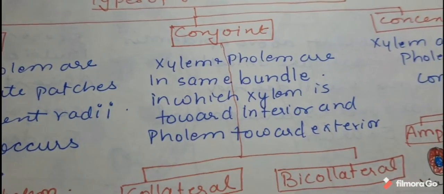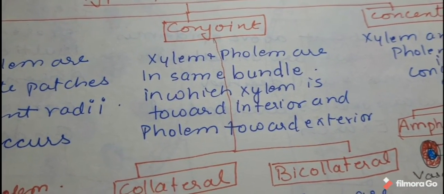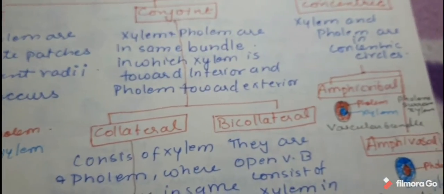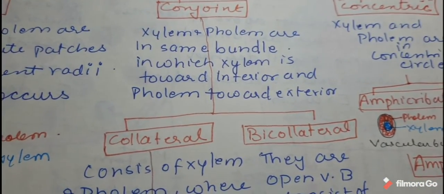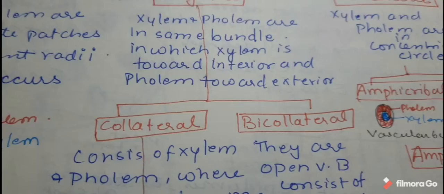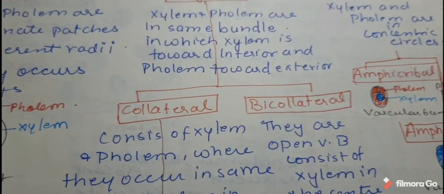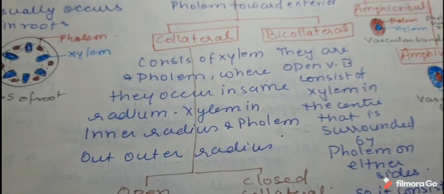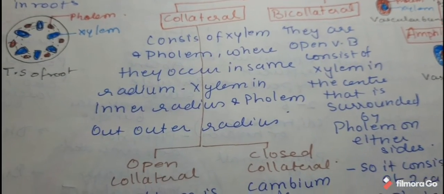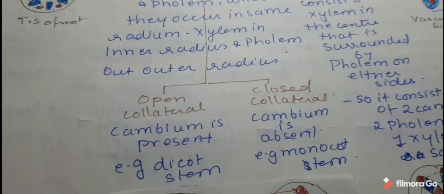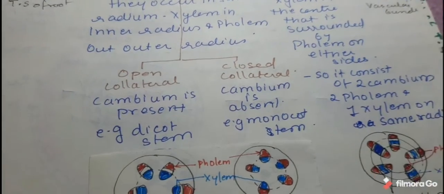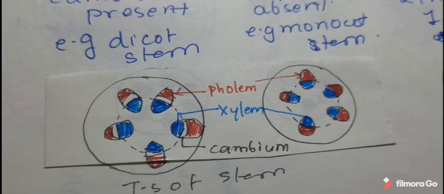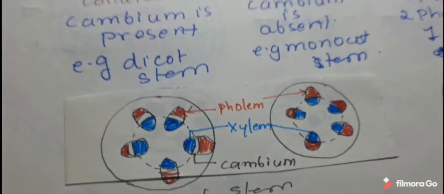In the conjoint, the xylem and phloem are in the same bundle, in which xylem is toward interior and phloem is toward exterior. Now, depending on their arrangement, they are divided into two categories: conjoint collateral and conjoint bicollateral. So collateral consists of xylem and phloem, where they occur on the same radius, xylem in the inner radius and phloem in the outer. So you can see here xylem toward inside and phloem toward outside.